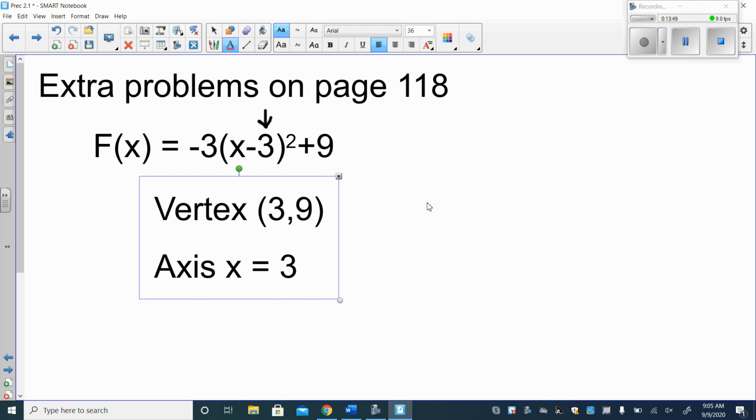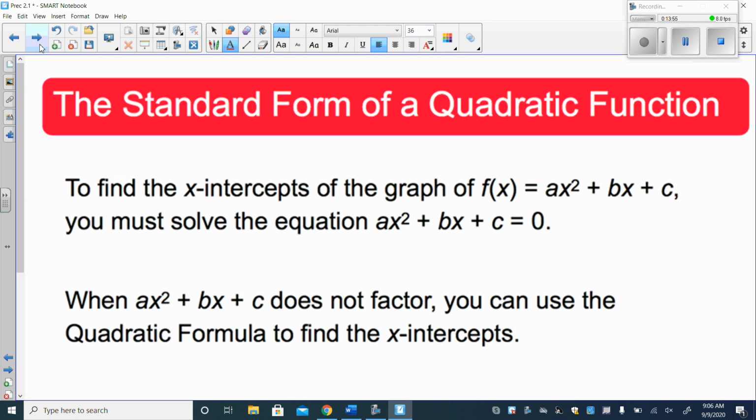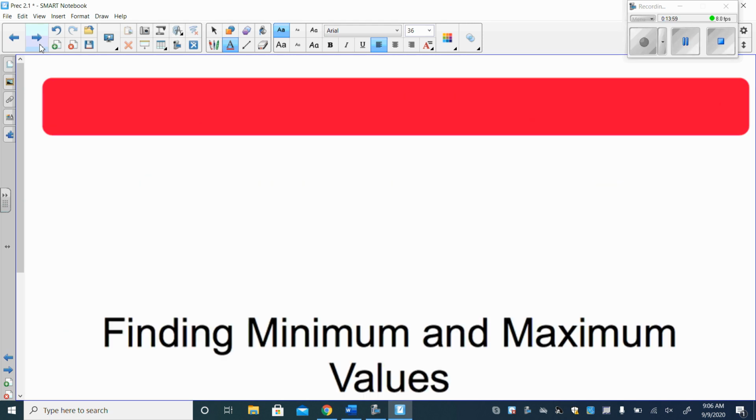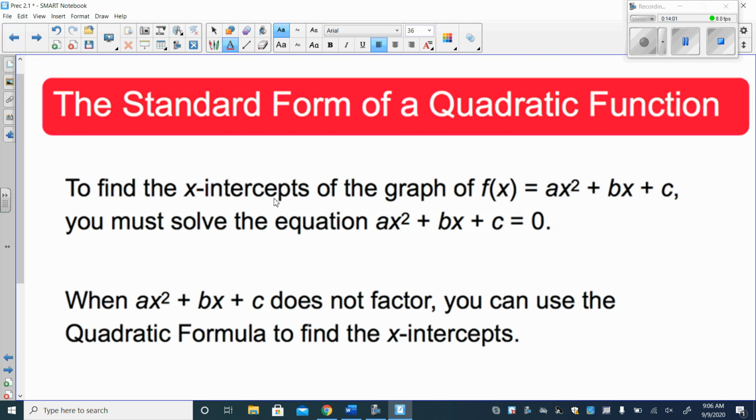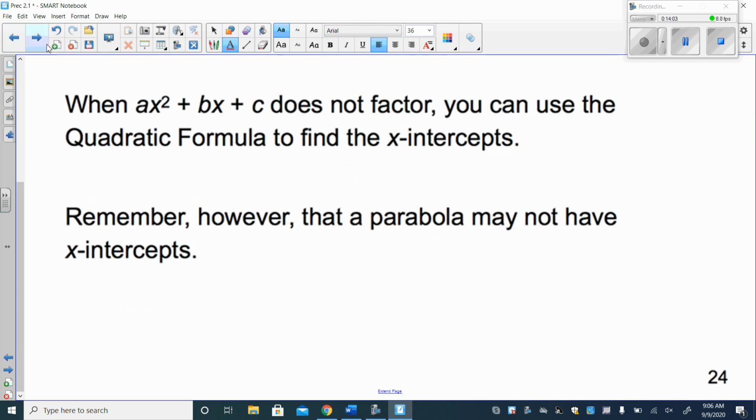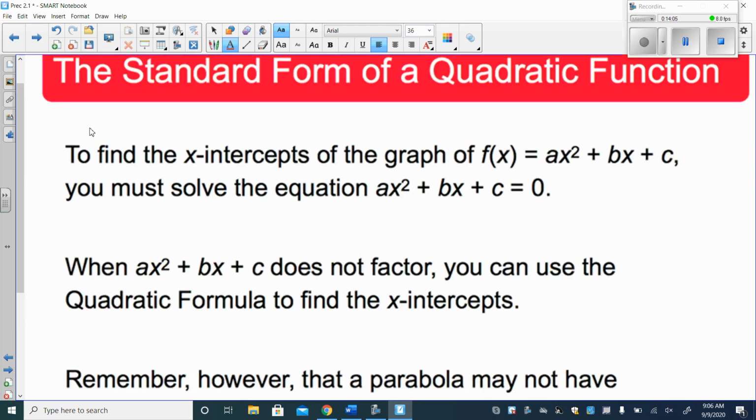Now, say it wasn't in standard form, like this one here. What can we do? Well, there's another way to do it: find the x-intercepts, find where it's 0. Factor, remember. We'll get to that in a second. I thought that next slide was coming up, but it's not.